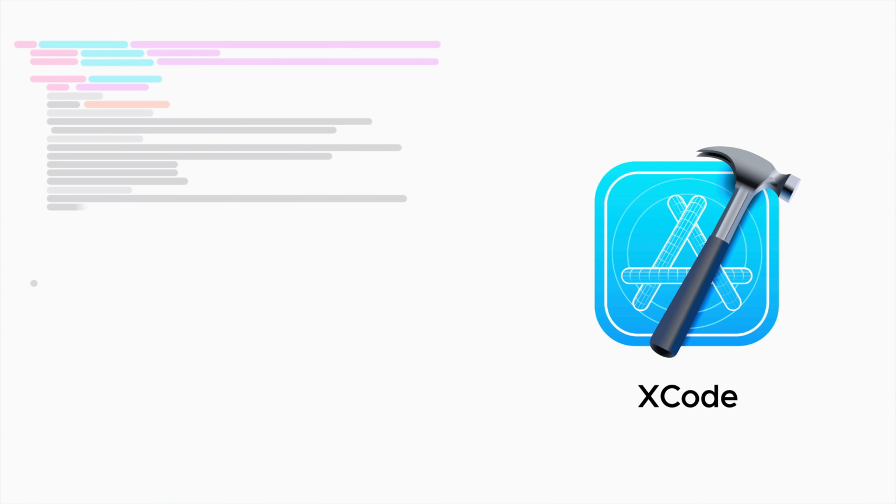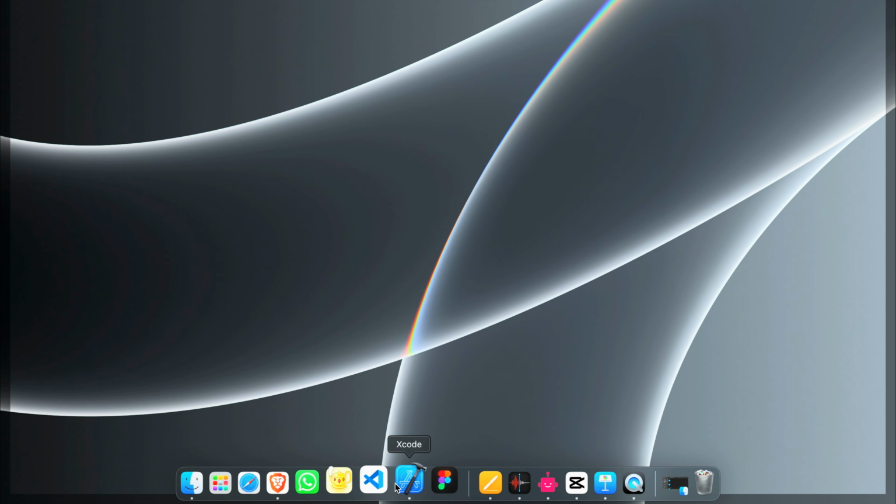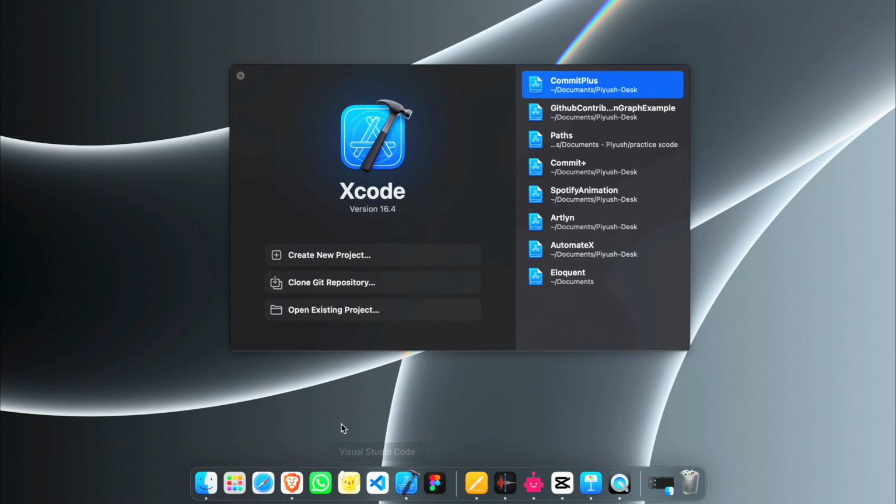To write Swift, you need a workbench. On a Mac, the industry standard is Xcode. It's free on the App Store. When you open Xcode, you will see a big menu. You might be tempted to click Create New App. Don't do that yet. An app project generates dozens of complex files that will just confuse you right now.